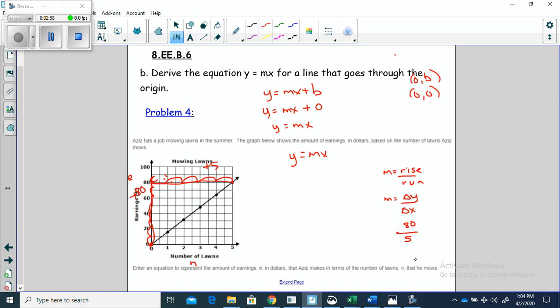So in place of our m, we're going to place 16. y is equal to 16 times x. Now let's put in our E's. Our y is actually E. Remember they said earnings. Earnings is equal to 16 times the number of lawns. Okay.